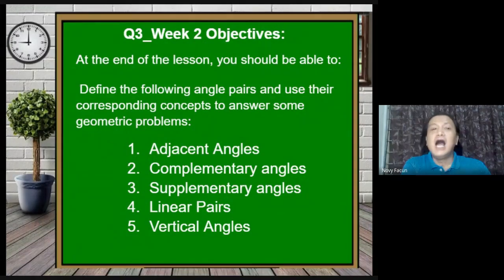So our Quarter 3, Week 2 objectives: at the end of the lesson, you should be able to define the following angle pairs and use their corresponding concepts to answer some geometric problems. Number 1, adjacent angles. Number 2, complementary. Number 3, supplementary. Number 4, linear pairs. And last one, number 5, vertical angles. Ito yung kailangan ninyong ma-master ngayon sa Week 2 objectives, all about angle pairs or relationship of angles.